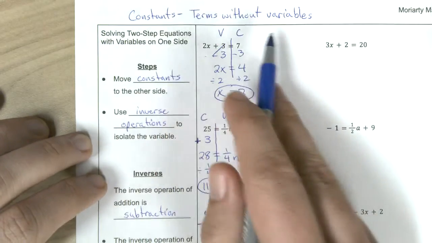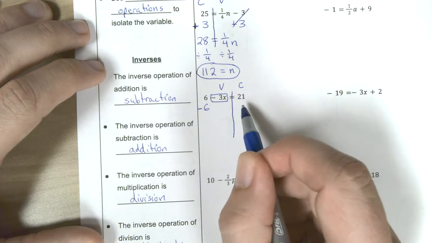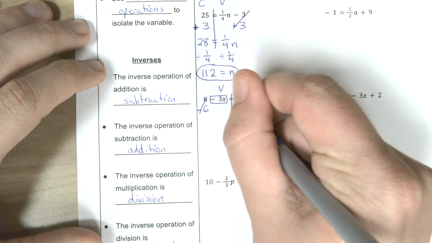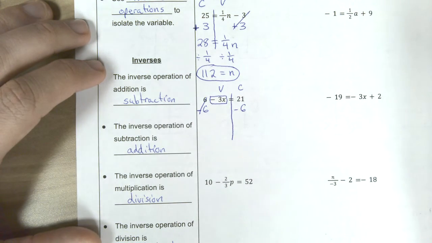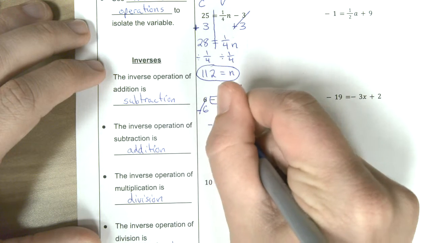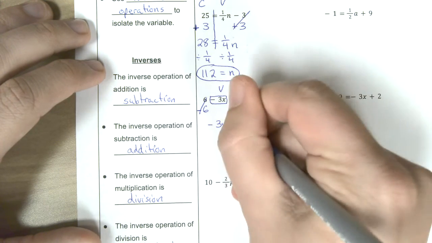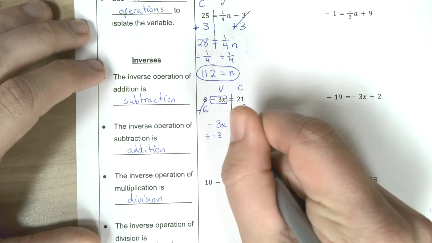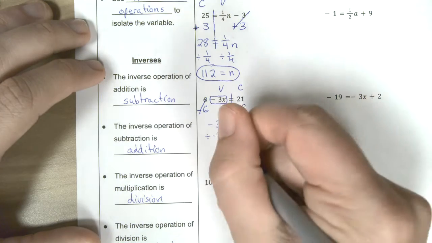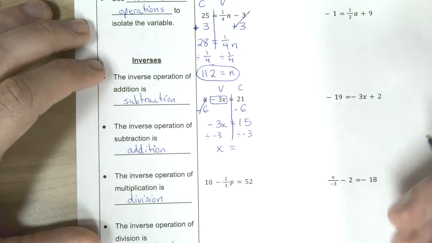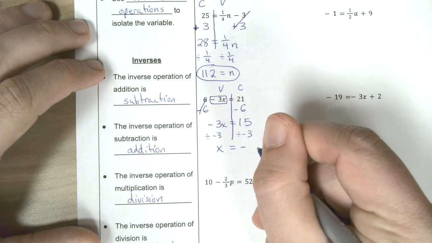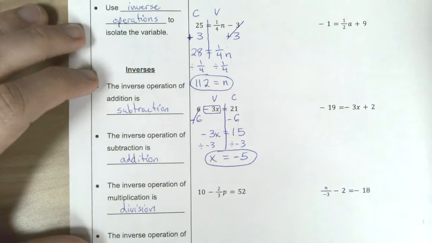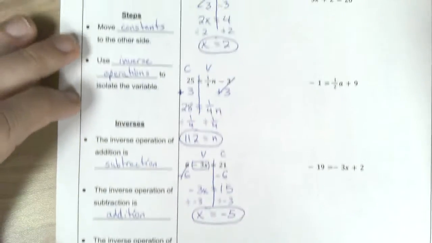Remember, constants don't have variables, because this is not our constant side. This side is. So we need to take 6 minus 6 to remove those constants, but we need to do the same thing on the other side. So that negative 3x comes down. 21 minus 6 is 15. Then you'll divide both sides by negative 3. This will get you x equals negative 5.